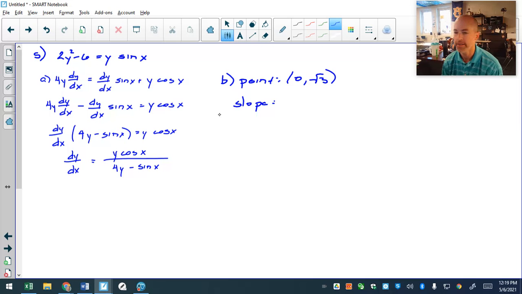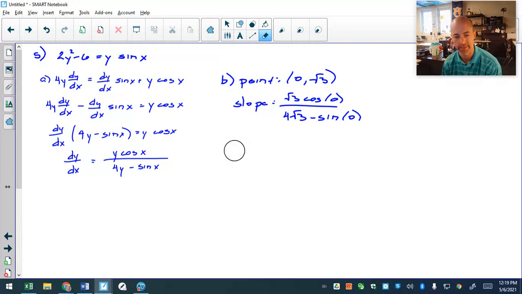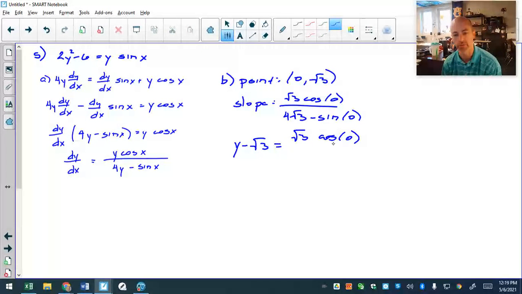So my slope is going to be y cosine x over 4y minus sine x. So that'll be root 3 times the cosine of 0 over 4 times root 3 minus the sine of 0. And they don't ask you to use this tangent line or do anything with it. If you want to, you can write your answer like this. Y minus square root of 3 is that, square root of 3 cosine 0 over 4 root 3 minus sine of 0, times x minus 0, and you can stop there.